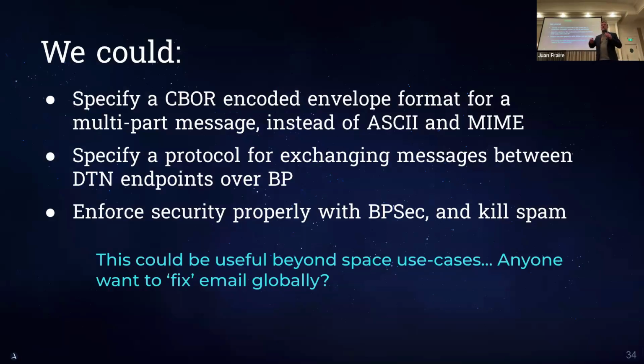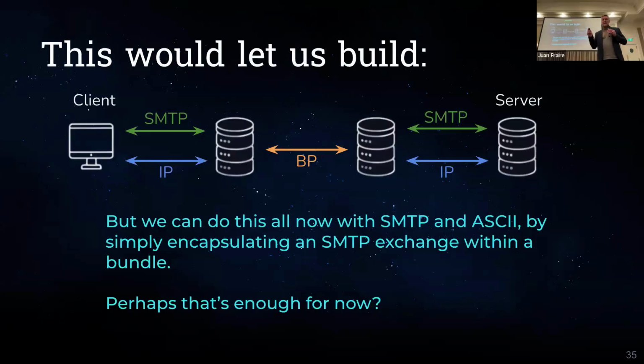We could develop a special well-known service ID and a BP protocol to be able to transfer messages forwards and back. That'd be cool. And then we can enforce security using BPSec, and then no more spam. And that could be even better. We don't even need to use that for space anymore. We can fix email globally. And if anyone wants to do it, go for it. I think it would be really cool. But it would let us build all of this stuff, SMTP done properly.